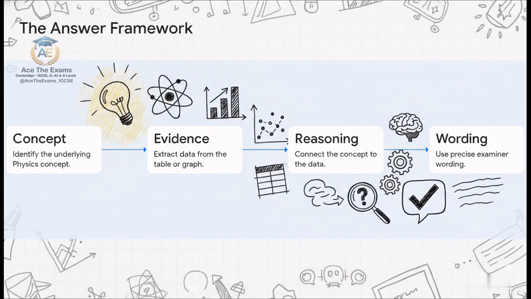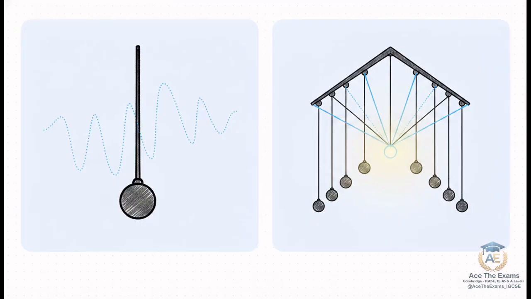Okay, let's break down this answer framework. When you're tackling data analysis or practical investigations, applying this exact 4-step framework forces you to think exactly like the examiner. Step 1, identify the underlying physics concept. Step 2, extract the exact evidence or data from whatever table or graph you're given. Step 3, apply your scientific reasoning to connect that concept right back to the data. And finally, step 4, output your final answer using precise examiner wording. Run your practical questions through these 4 steps, and you literally leave the examiner with absolutely no choice but to give you the marks. Let's actually see this in action.